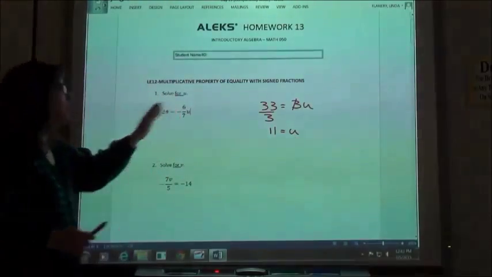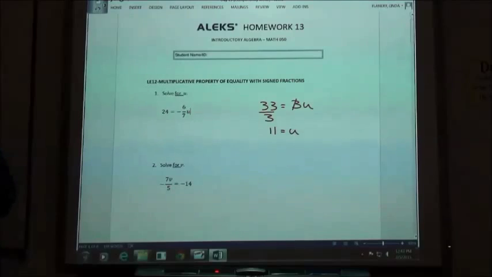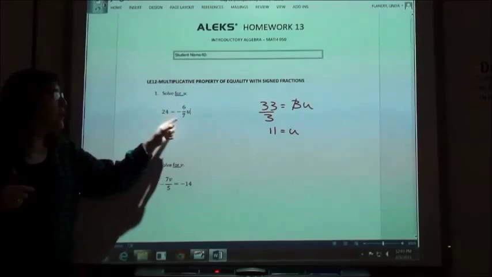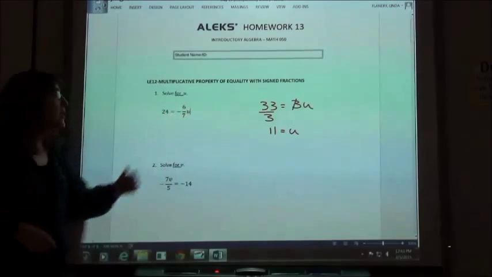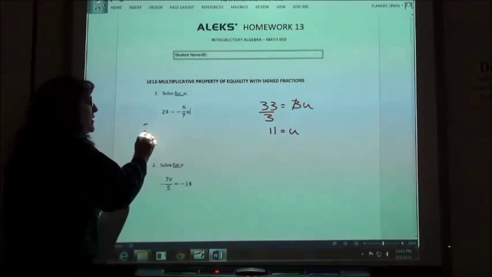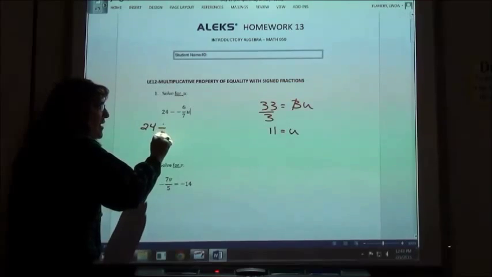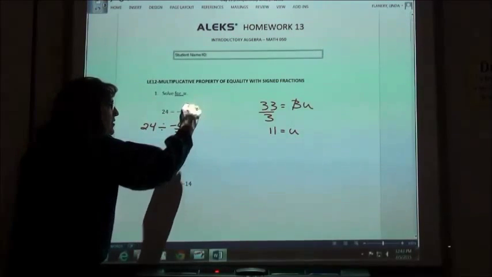But now we're working with fractions. It's the same thing. I have something right in front of my variable. This means negative 6/7 times u. To get rid of this, we're going to take 24 and we're going to divide it by that negative 6/7.